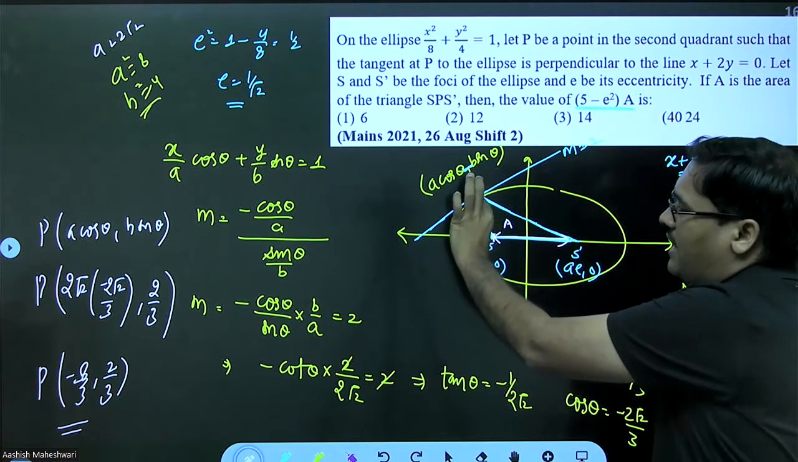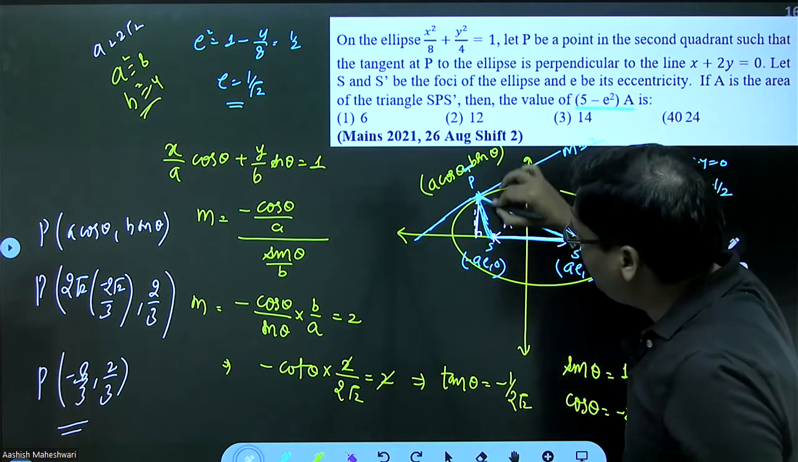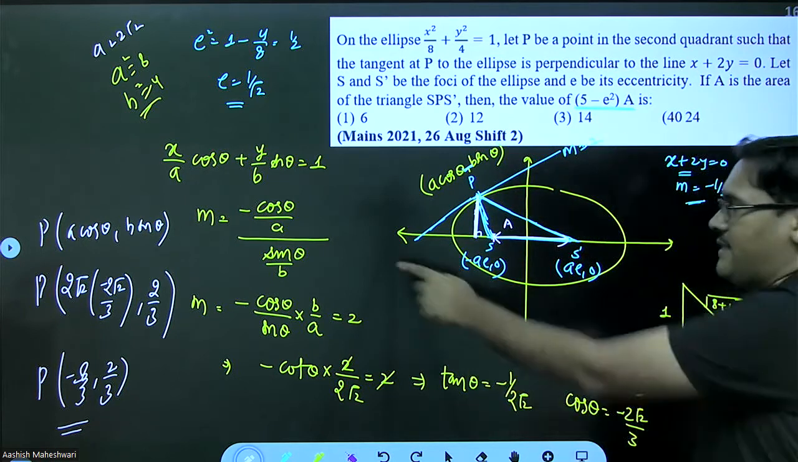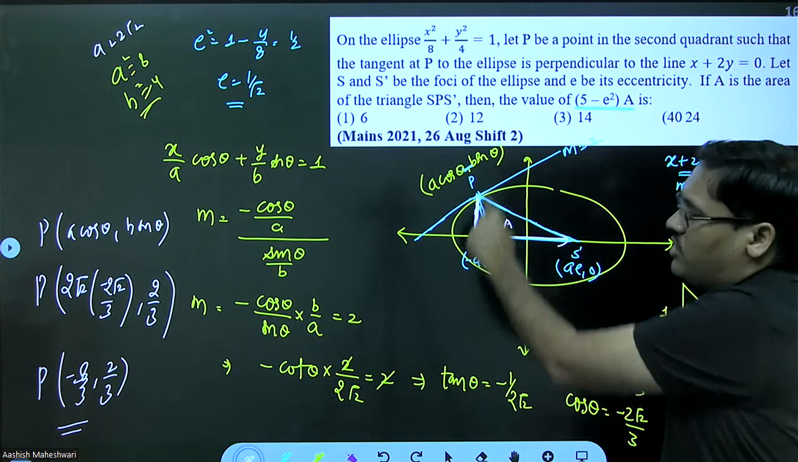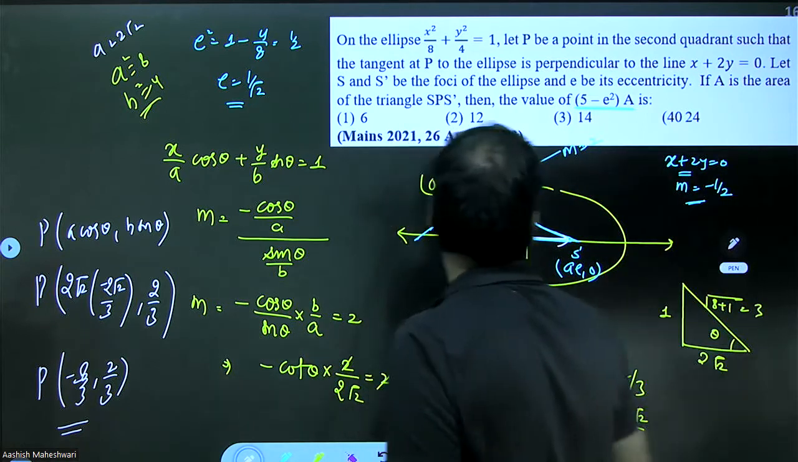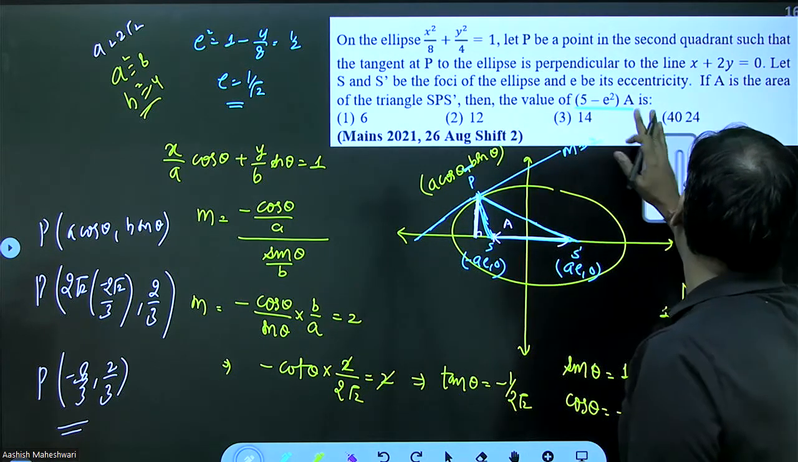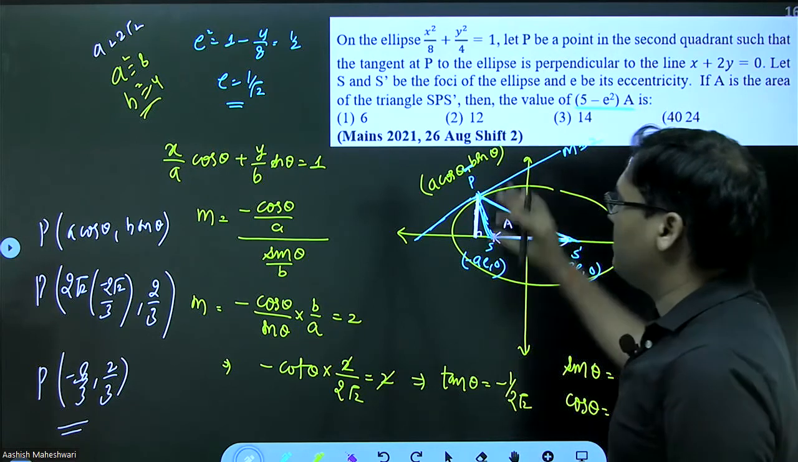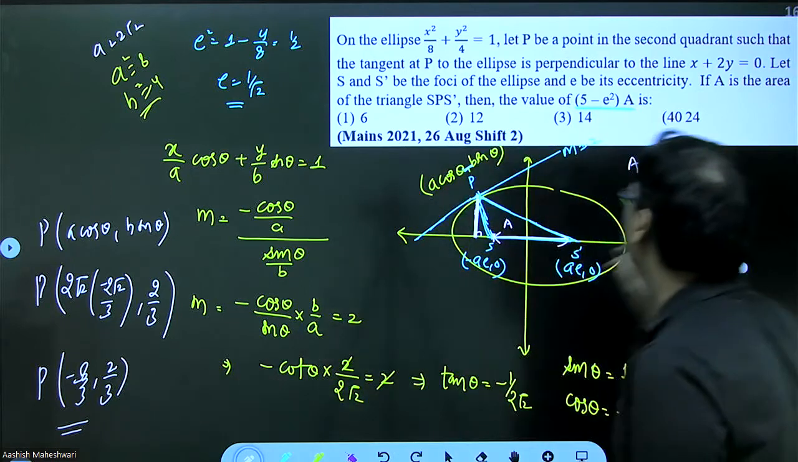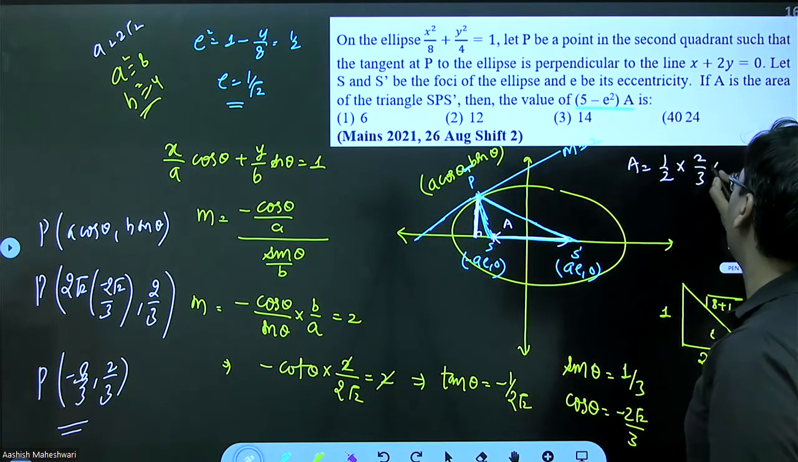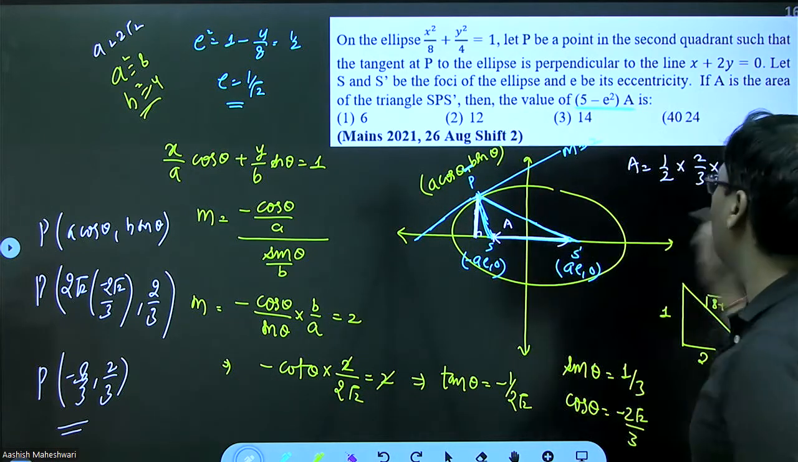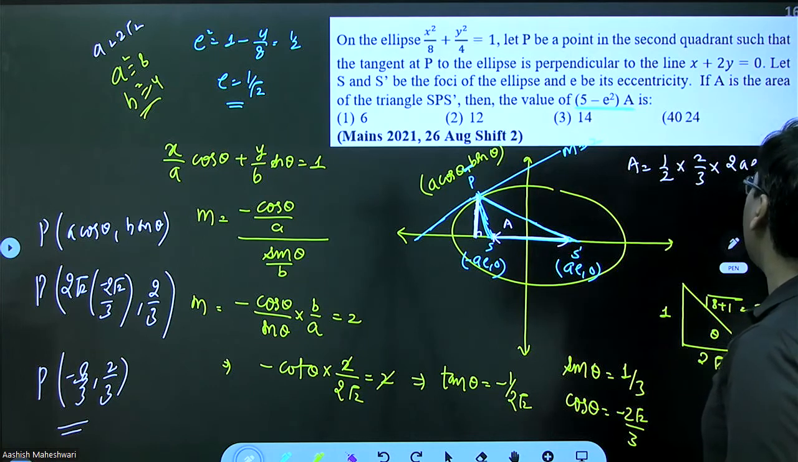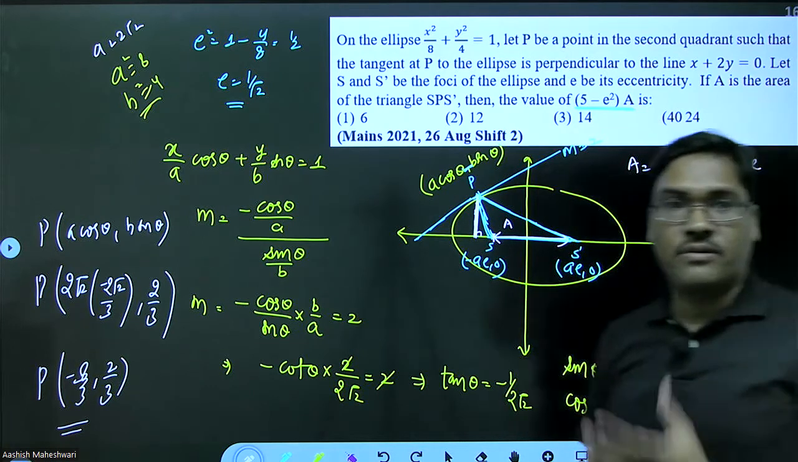So what is height? Height will be the y coordinate of this point, because this is the x-axis. So what is the y coordinate of this point? This is 2/3. So what is area? I'll just write it here. Area will be equal to 1/2 into height, height is 2/3, into base. Base is 2AE. This SS dash is the base, right?